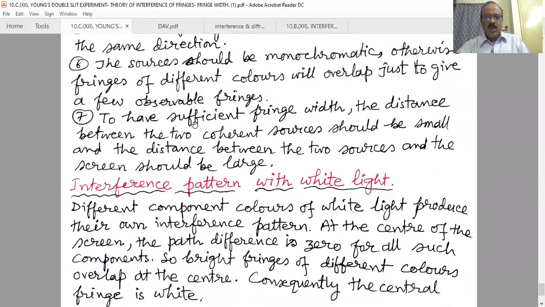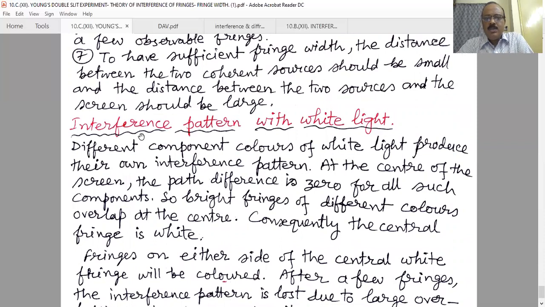Number seven, to have sufficient fringe width, the distance between the two coherent sources should be small, and the distance between the sources and the screen should be large. Otherwise, as we have already stated, beta is very, very small and we cannot observe it with our eye. So to get an appreciable value of beta, the capital D should be very large compared to the small d. Because lambda is very small, we have to increase the value of capital D.